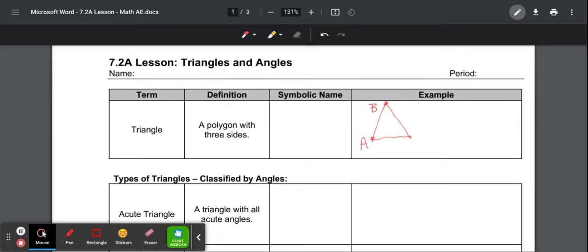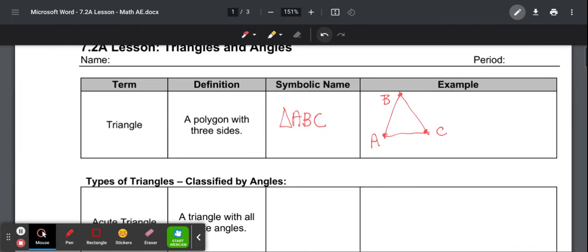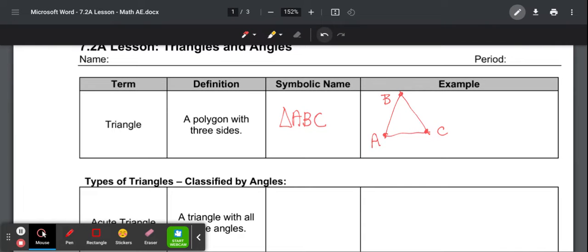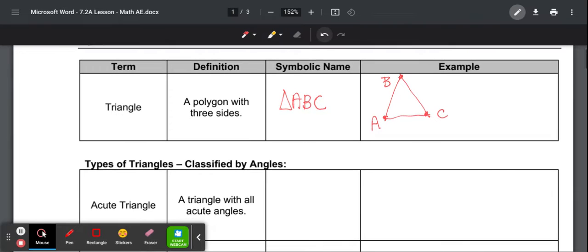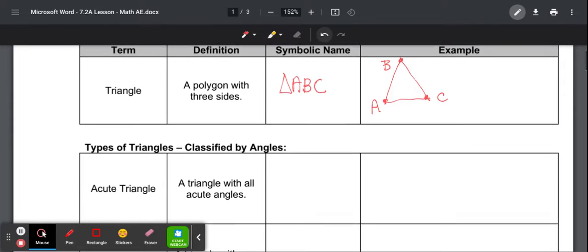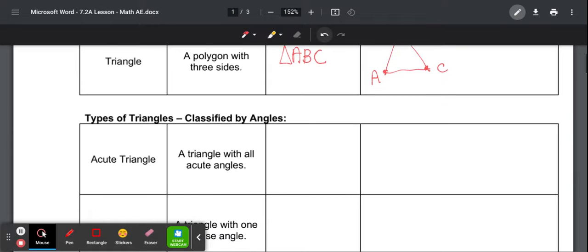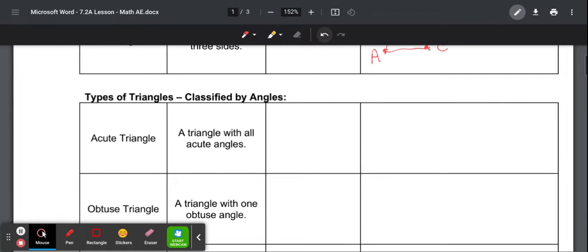It has vertices A, B, and C. The symbolic name for this triangle, we would call it triangle ABC. You can just use the triangle symbol to name it. Okay, and then there's different types of triangles.